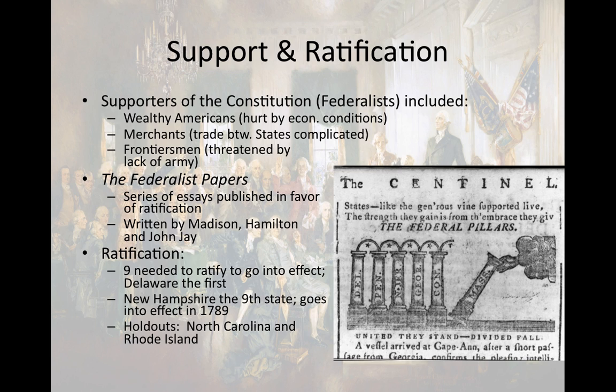Virginia and New York come shortly after New Hampshire. North Carolina and Rhode Island hold out for a while. Rhode Island holds out until the very end because they're so small and they feel as though this big government is going to step on their rights. But eventually they do come around.